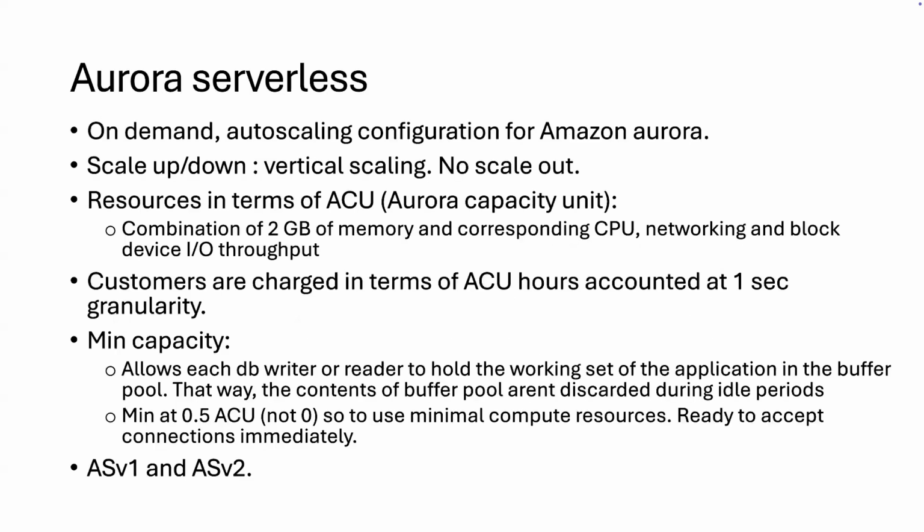Aurora Serverless is an on-demand auto scaling configuration for Amazon Aurora DBs, where customers can scale up and scale down. Basically, it's vertical scaling of their resources. They don't support the scale out functionality yet. You can increase or decrease the different parameters. ACU stands for Aurora Capacity Unit, which is a combination of 2 GB of memory and corresponding CPU, networking and block device IO throughput. Customers are charged in terms of ACU hours accounted at a 1 second granularity.